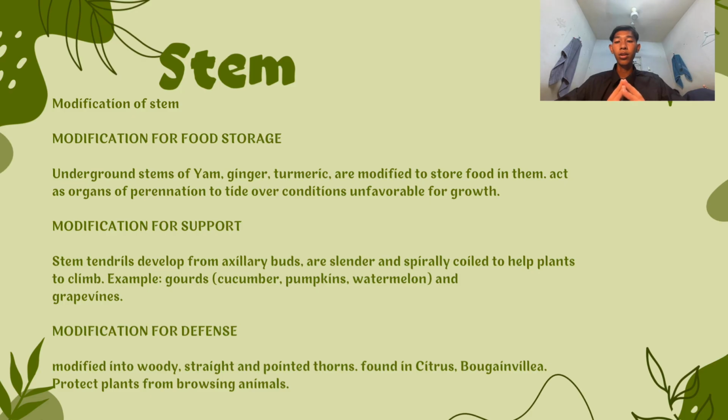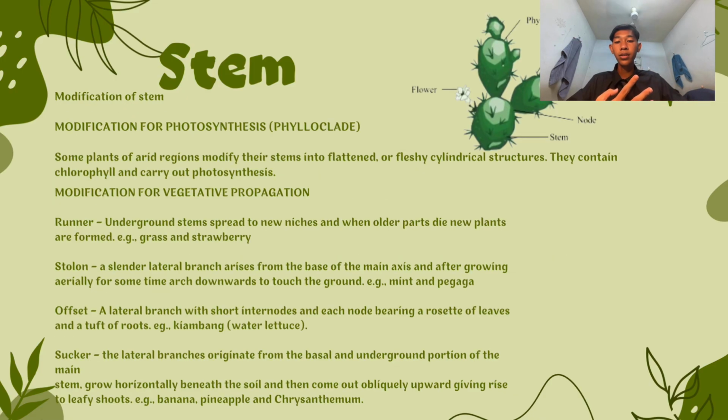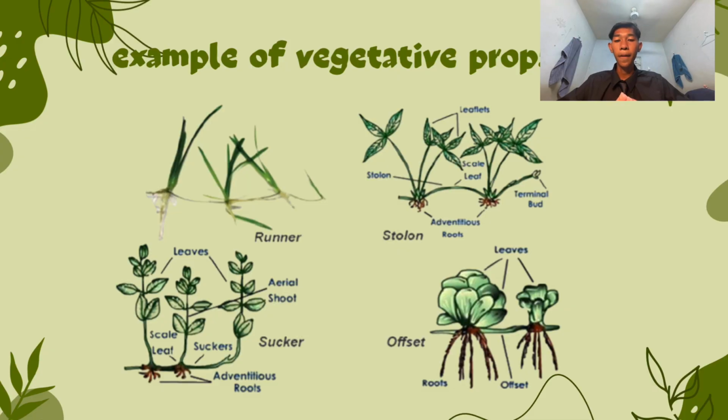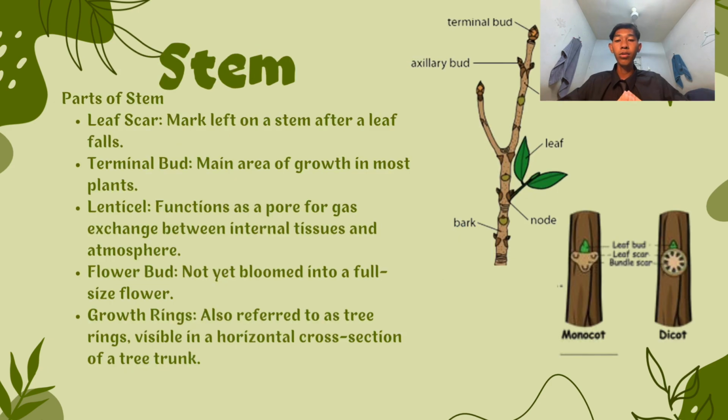There are a lot of modifications of the stem: for food storage, support, defense, photosynthesis, vegetative propagation, and so on. These are examples of vegetative propagation: runners, stolon, sucker, and offset. Now we will go to parts of the stem. There are leaf scars, terminal bud, lenticel, flower bud, and growth ring.